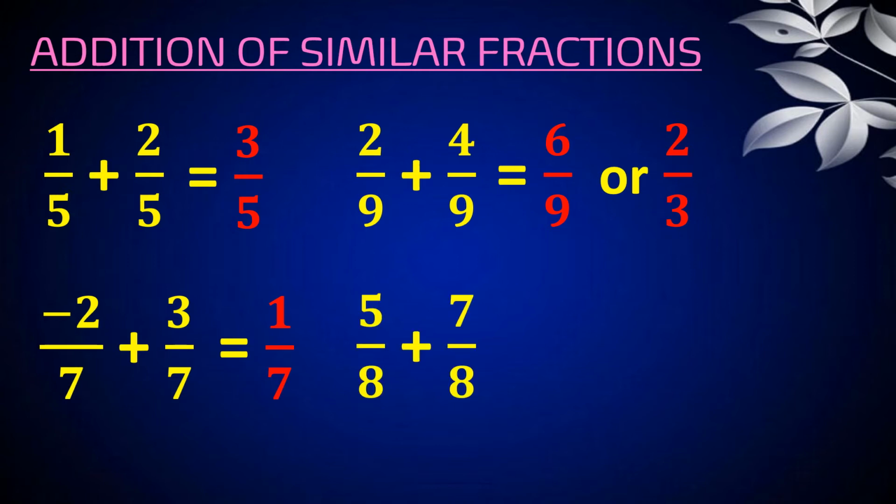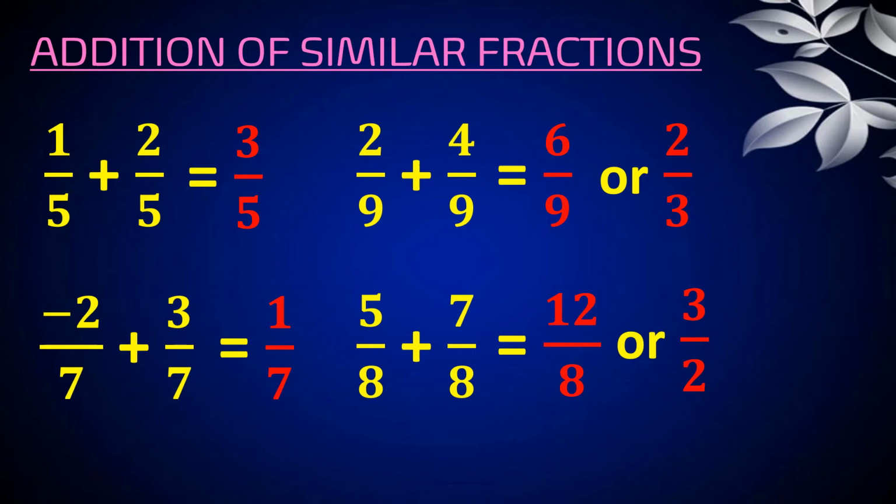Next is 5 over 8 plus 7 over 8. Add the numerator, 5 plus 7 is equal to 12. Then, copy the denominator, which is 8. So, we have 12 over 8. These numbers can be divided by 4. So, 12 divided by 4 is equal to 3. 8 divided by 4 is equal to 2. So, we have 3 over 2.